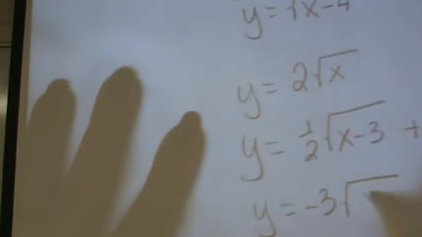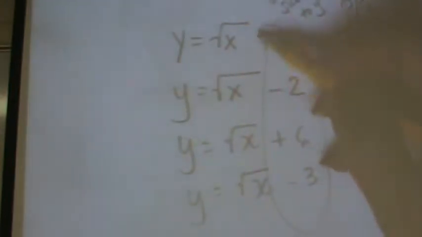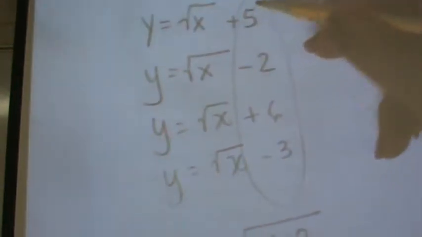You're going to end up with all different kinds of equations. Here are some: square root of x plus 5, square root of x minus 2, square root of x plus 6, square root of x minus 3. Then these are underneath the radical. Then you have numbers outside. And then you might have something like this. These are the things you're going to be able to do without using a calculator. Now, the parent function on all of this is y equals the square root of x.